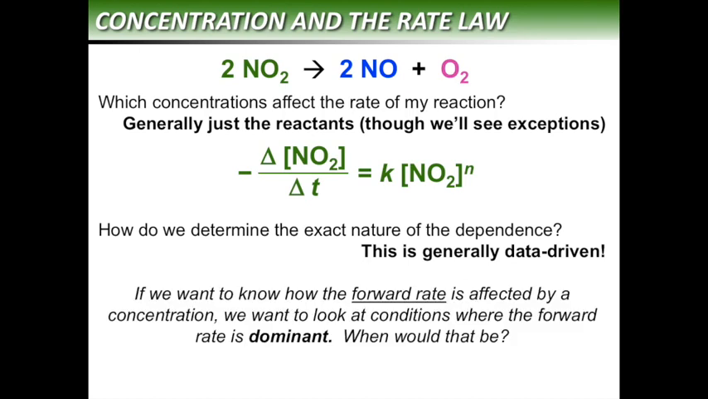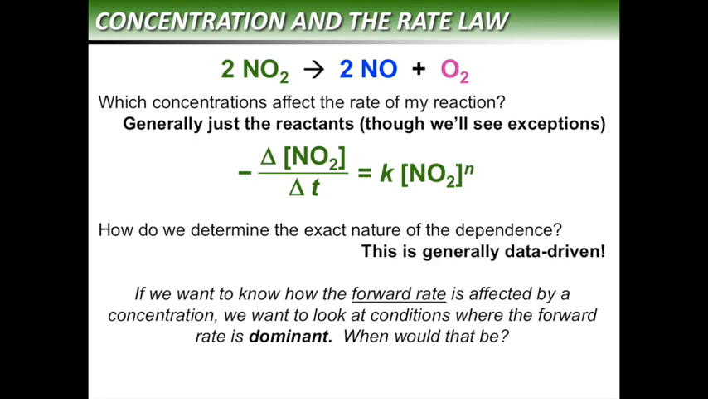So, if I want to do this, if I want to look at a portion of time where the forward rate of the reaction is the dominant one, because we are going to see very shortly that reactions can be reversed, what conditions would I want to look at? What kinds of conditions, what kinds of time periods would I want to look at where that forward rate will dominate? Again, I'll give you a moment to pause and think it over.